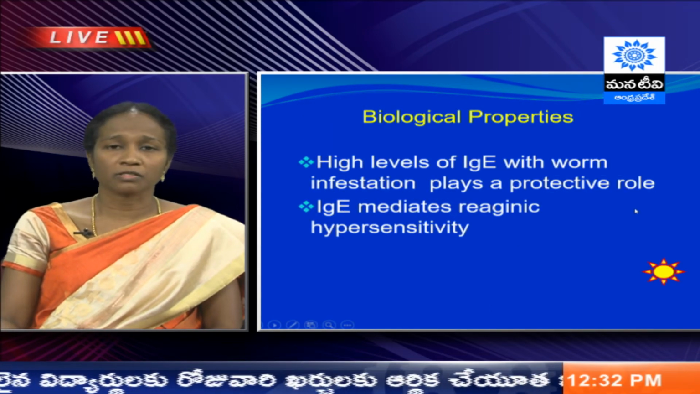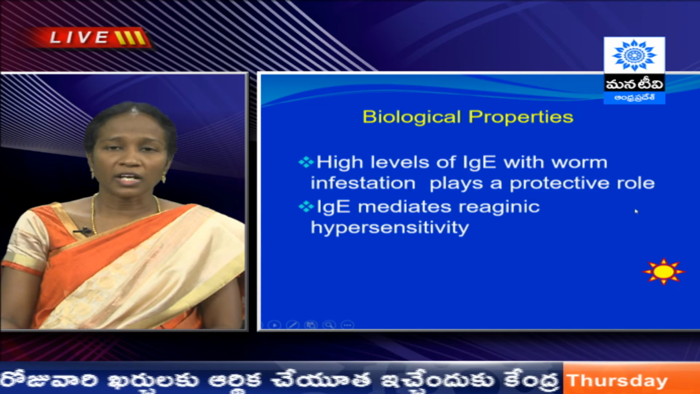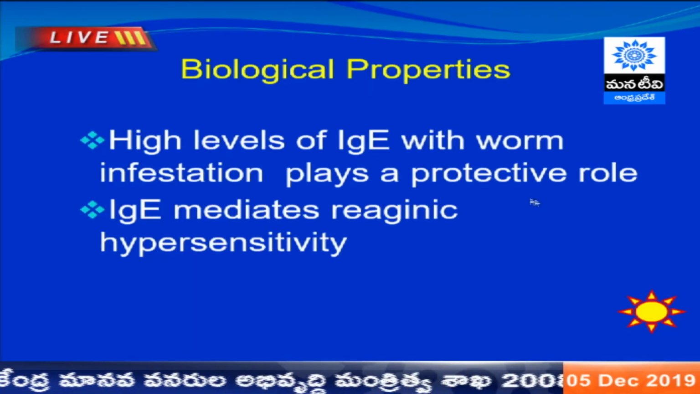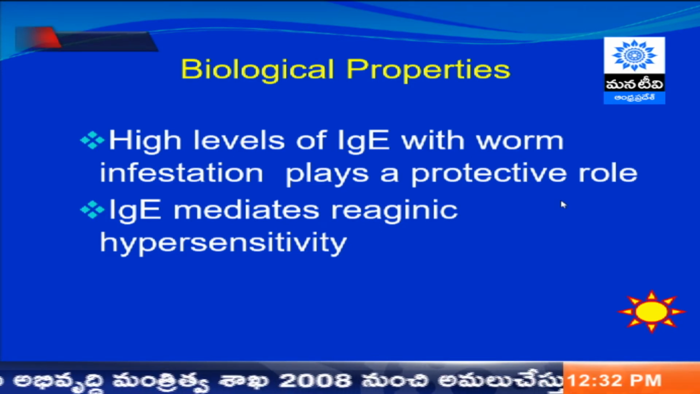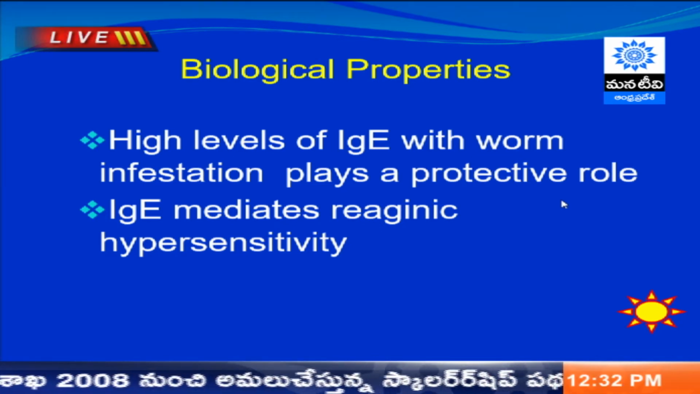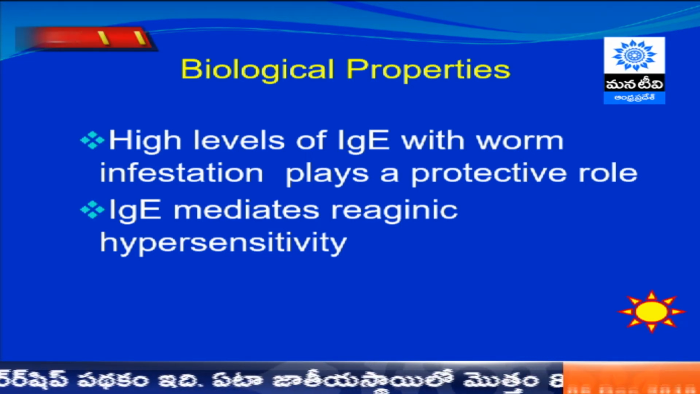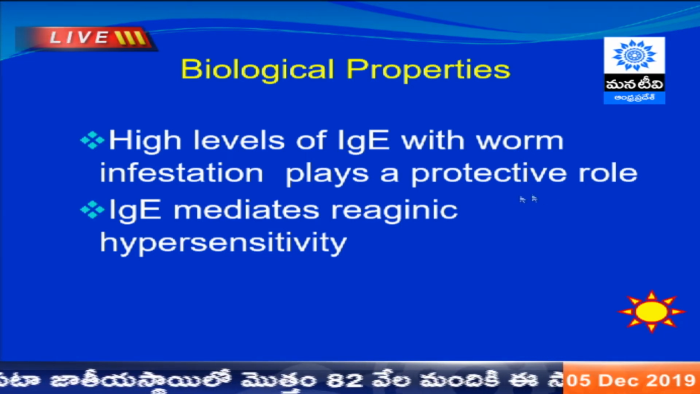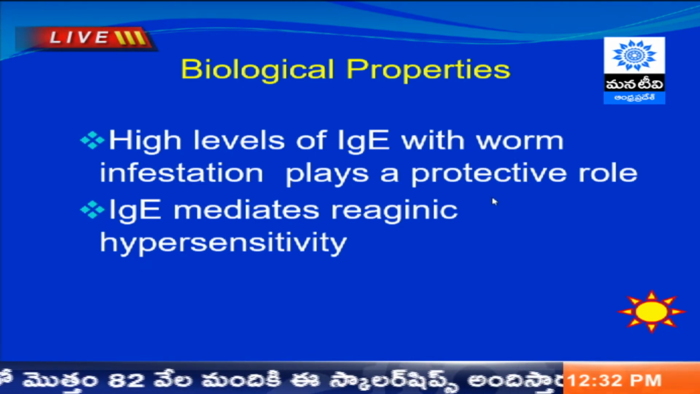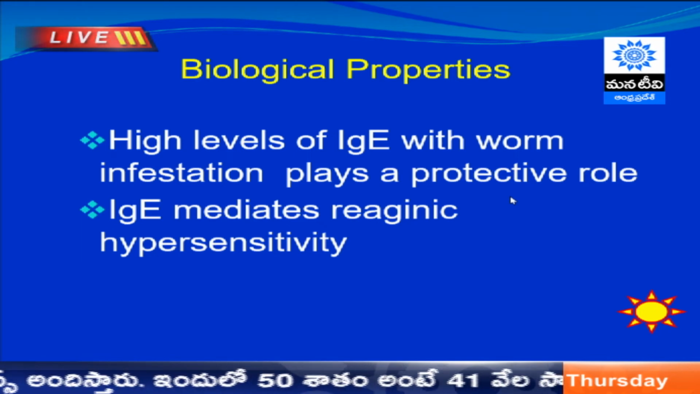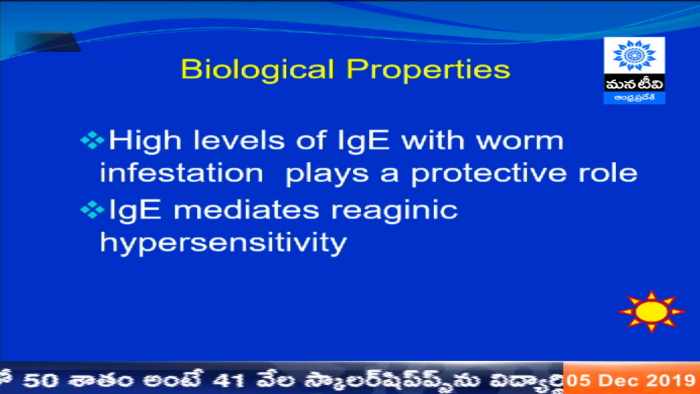Biological properties. The high levels of IgE with worm infestation play a protective role, that is, when heavy infection takes place in the intestine, high levels of IgE are secreted in the body and they play a protective role. Also, IgE mediates the reaginic hypersensitivity. There were different types of hypersensitivity: type 1, type 2, type 3, type 4 hypersensitivity reactions. IgE mediates the type 4 hypersensitivity reaction.